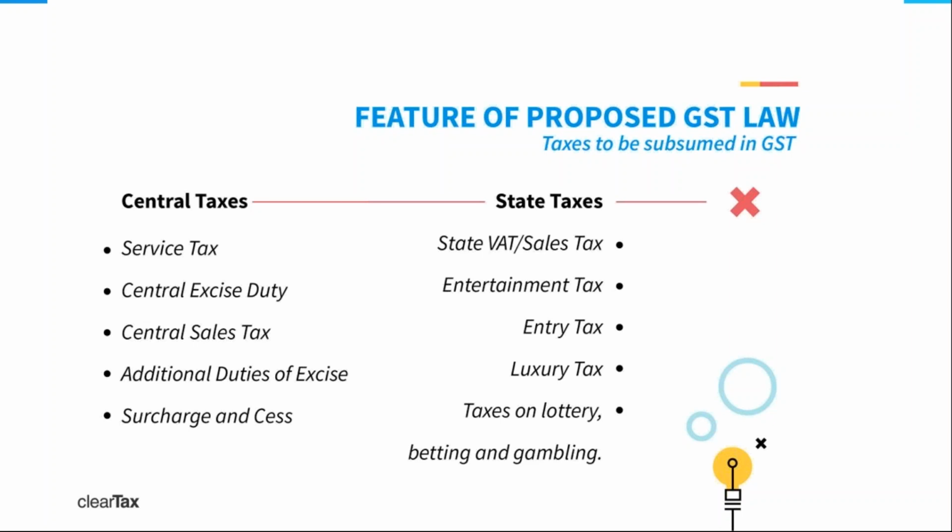These are the high-level taxes that are going to get subsumed under goods and service tax. Again, we may have multiple notifications and clarifications in the name of circulars after GST gets enacted. But as of now, the understanding is that service tax, central excise duty, central sales tax, additional duty of excise, and surcharge and cess, which are all central taxes, are going to get subsumed under GST. Also, among state level taxes, VAT, entertainment tax, entry tax, luxury tax, and any kind of tax on lottery, betting, and gambling are going to be subsumed under GST. We may have more taxes coming under GST, but we still have to wait for that.